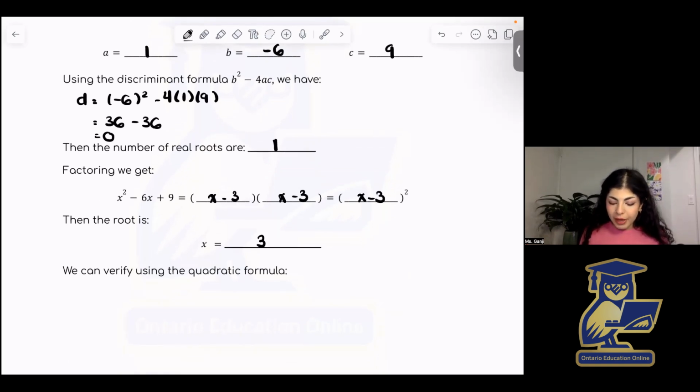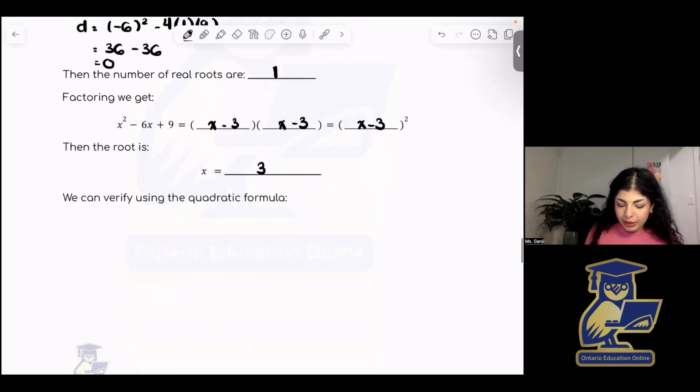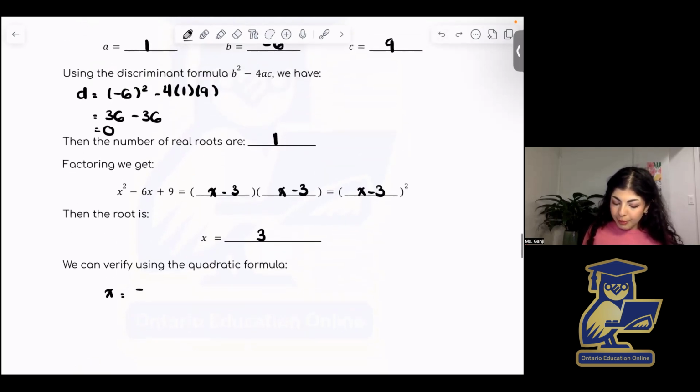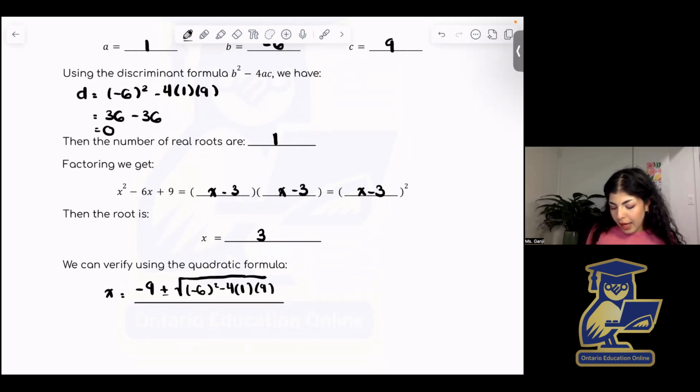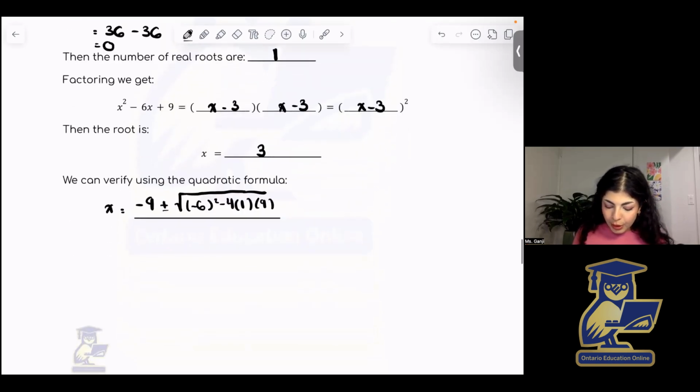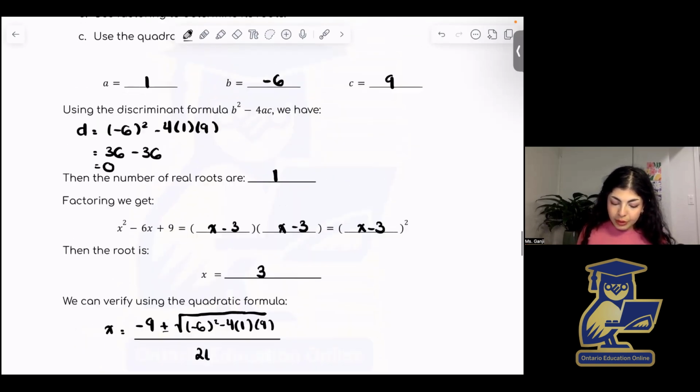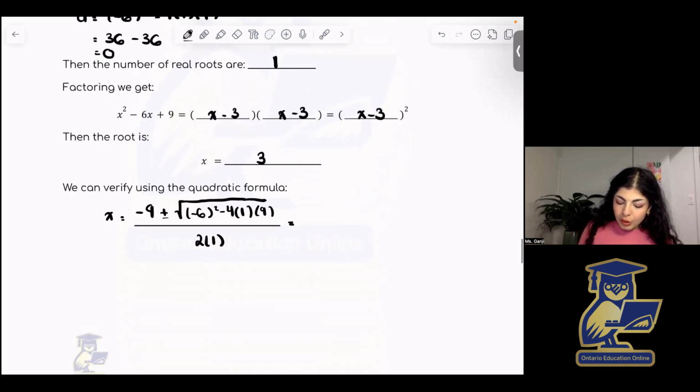So now we can verify using the quadratic formula, but our work here is actually really simple because x is equal to -b, or let me just write with the numbers, -(-6) plus or minus the square root of b squared, -6 squared minus 4ac. But from the question above, we knew that that is equal to 0. So here, let me just finish my quadratic formula. So then this is actually equal to 6 over 2.